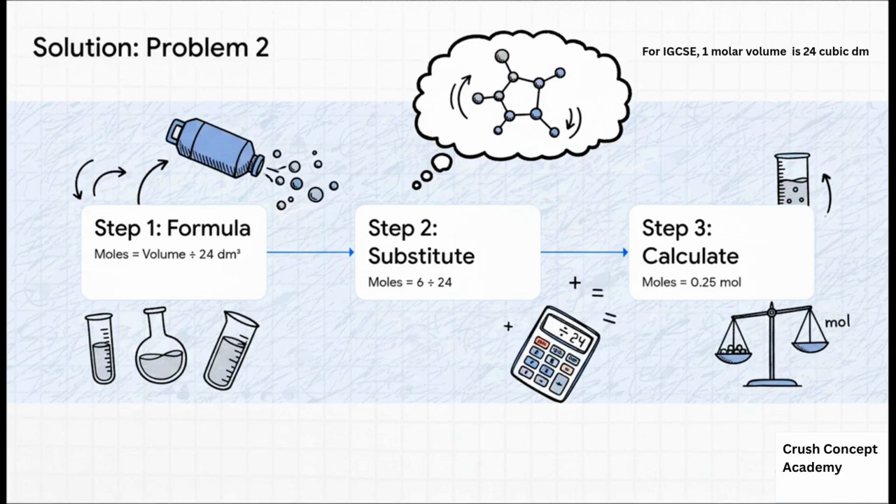Second, plug in the values. That's 6 divided by 22.4. And third, solve it. You get roughly 0.27 moles. You see the pattern here? It's the same core idea every single time.